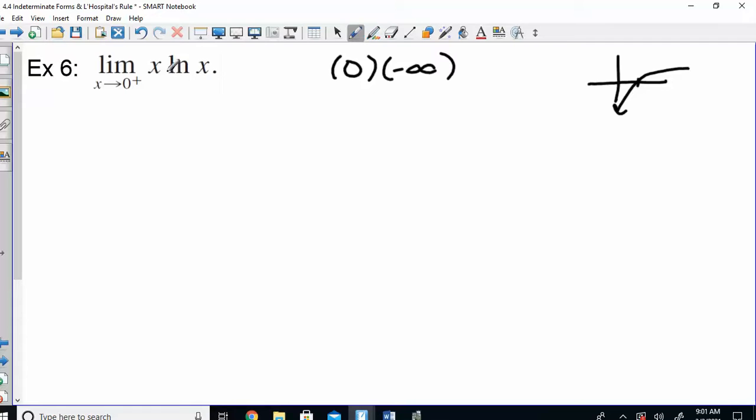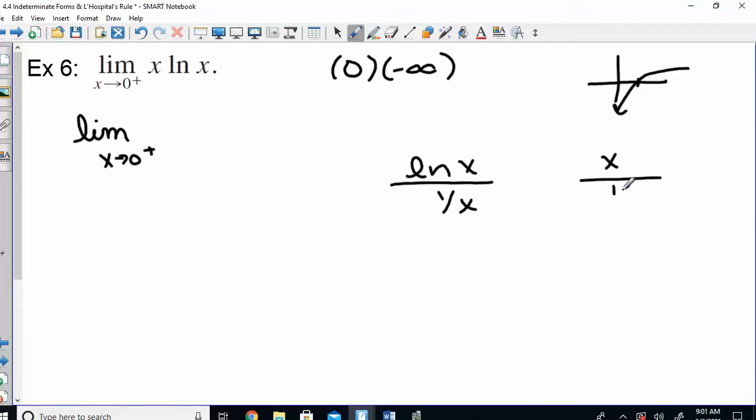Our strategy is to somehow write this as a quotient. We do that by dividing by the reciprocal on one of these. So we have two options. We could either write it as the natural log of x divided by 1 over x, or you can write it as x divided by 1 over the natural log of x. Do you guys see if you divide by that fraction it's the same? Which one would we rather have on the bottom, 1 over x or 1 over the natural log of x? The 1 over x would be much nicer, so let's do that.